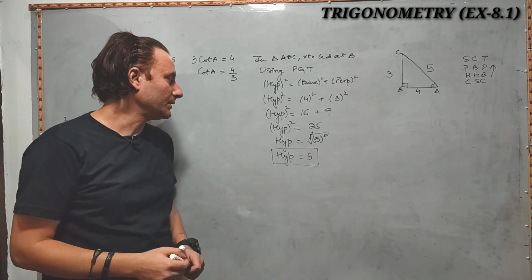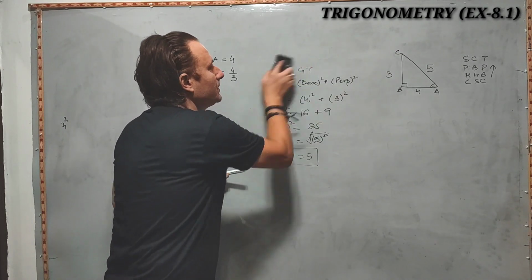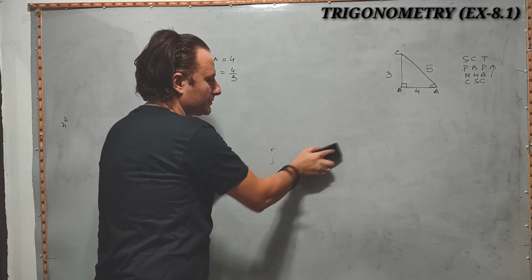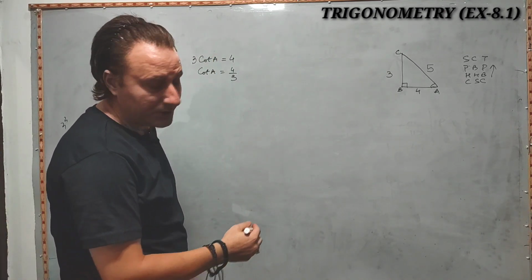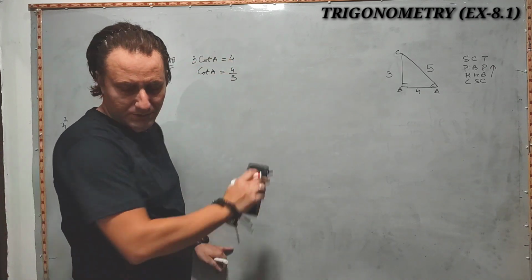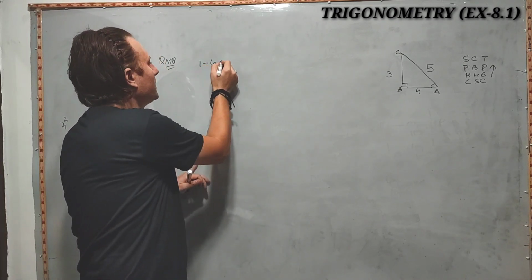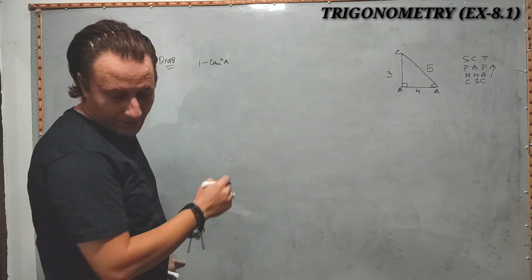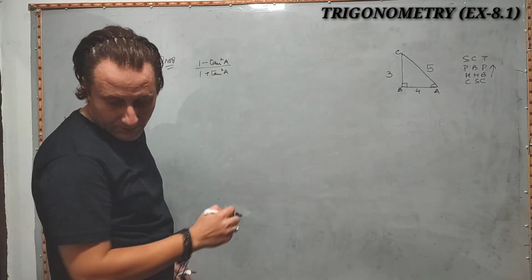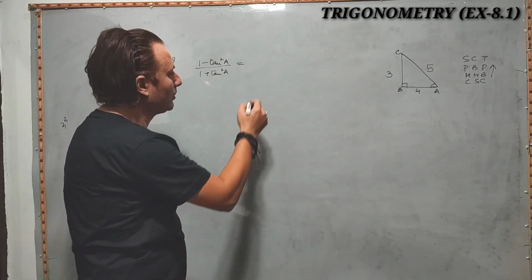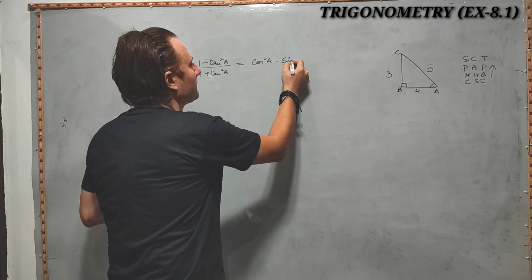So we got the third one. Now we can see what the question is asking. So now this is done. So let me just take this off and now see what the question is actually asking us to do. Now it says check whether 1 minus tan square A, whole divided by 1 plus tan square A is equal to cos square A minus sine square A.